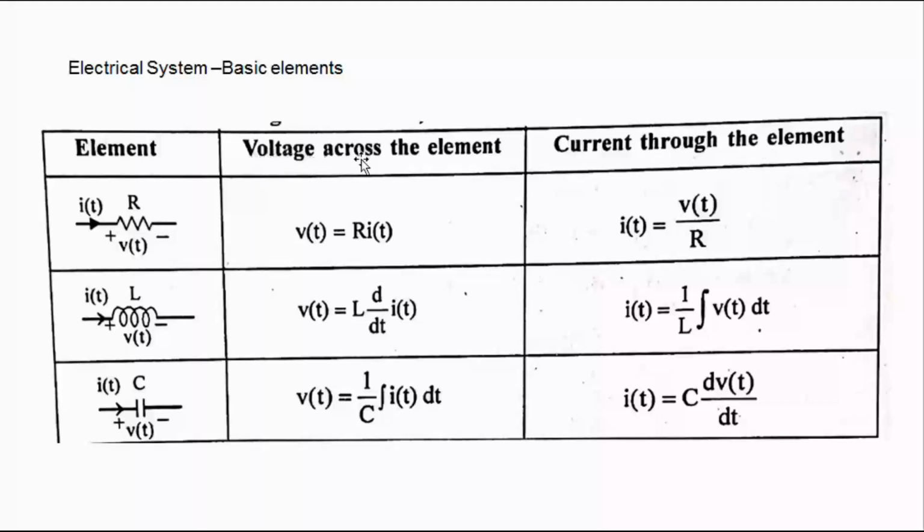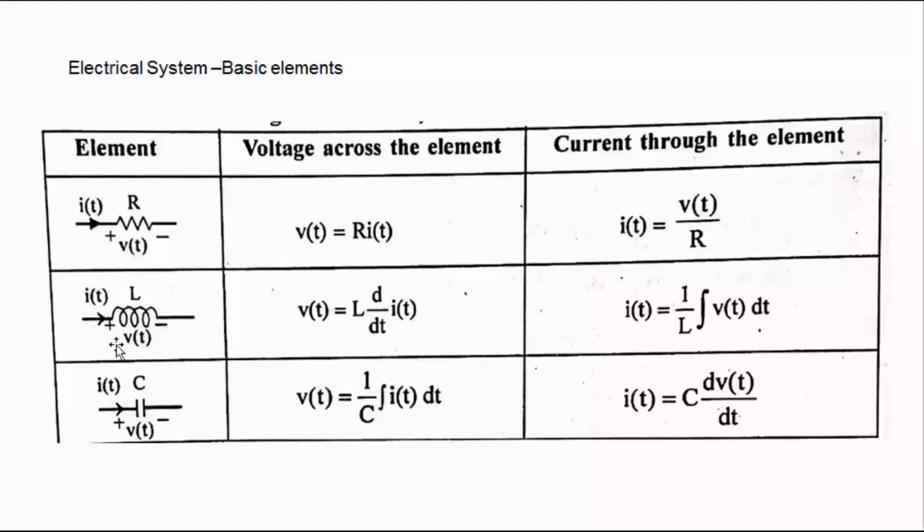First let's see the voltage across the element. According to Ohm's law, the voltage across the resistance V is equal to R into I. Here, voltage across the resistance V of t is equal to R into I of t. Then from this, current I of t is equal to, just cross multiply R, V of t divided by R. That is the current flowing through the resistance I of t.